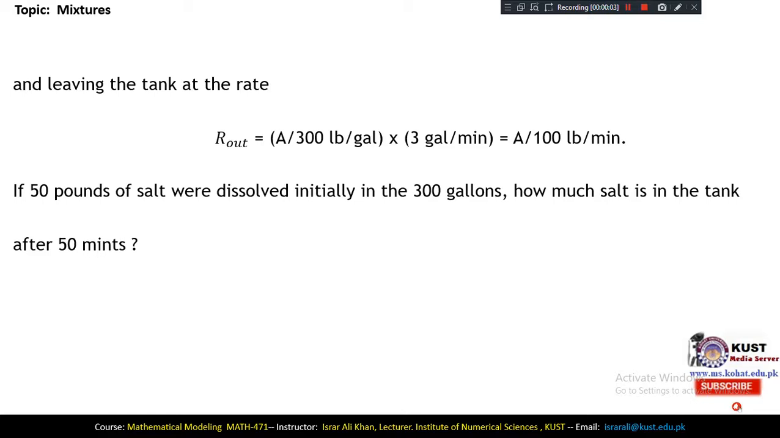I'm going to summarize the problem again. A large tank that contains 300 gallons of solution in which 50 pounds of salt has already been dissolved, and the inflow rate of the solution and outflow rate of the solution both are the same, that is 3 gallons per minute. All we have to do is to find how much salt is left after 50 minutes.